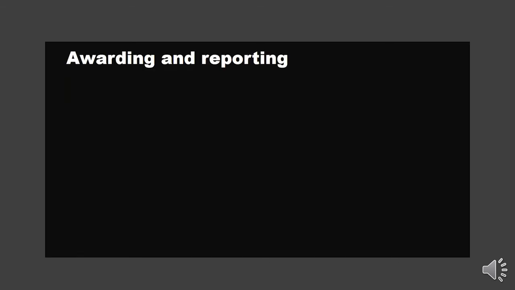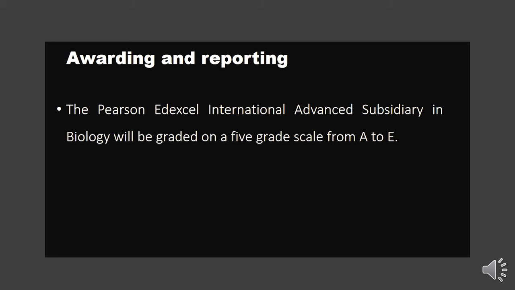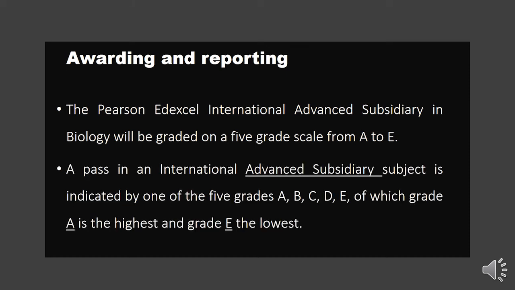Next, let's see about awarding and reporting. Here we all know that ultimately when we get the results, everything will be grade-wise. Your results will be graded on a 5-scale grade, that is from A to E. So a pass in an International Advanced Subsidiary subject is indicated by any one of these 5 grades, that is either A, B, C, D, E. Out of which we know the highest grade is A and the lowest grade is E. Next, let's see about the approach.